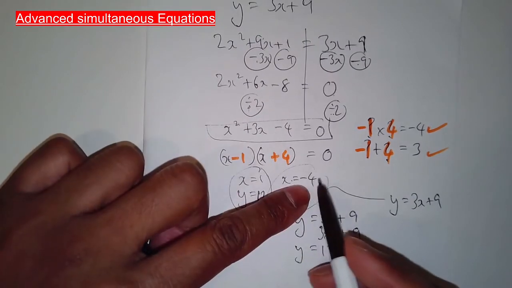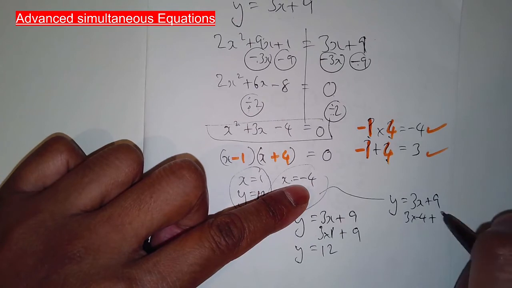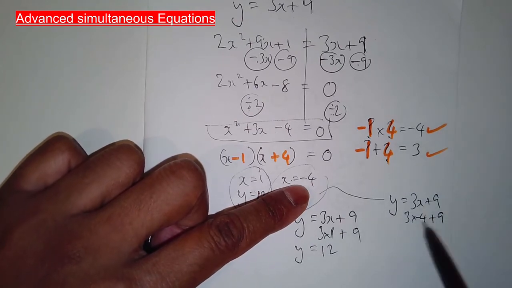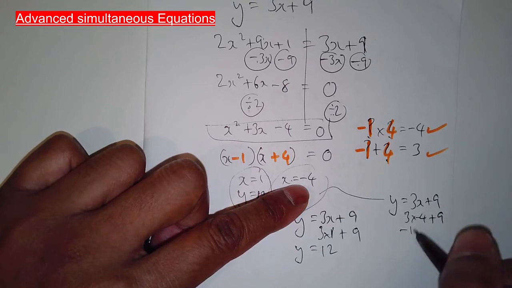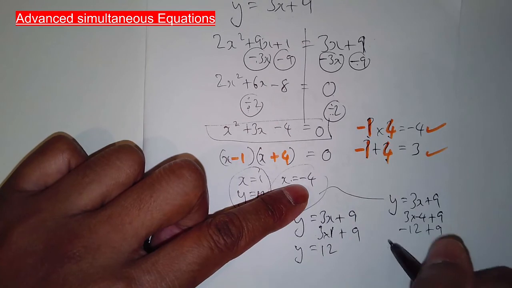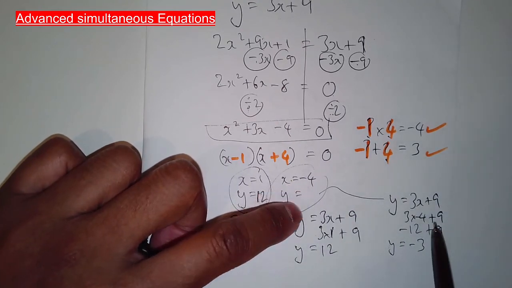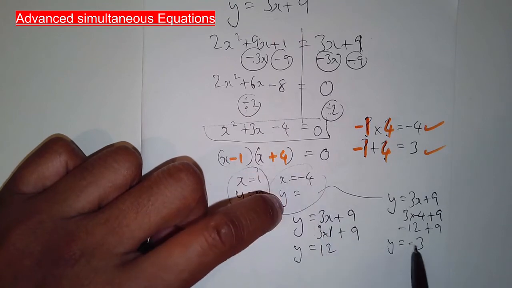Right, x is minus 4. So that's 3 times negative 4. Then you add 9. 3 times minus 4 is minus 12. Minus 12 add 9. What's minus 12 add 9 on the number line? That's going to be minus 3. So when x is minus 4, y is minus 3.